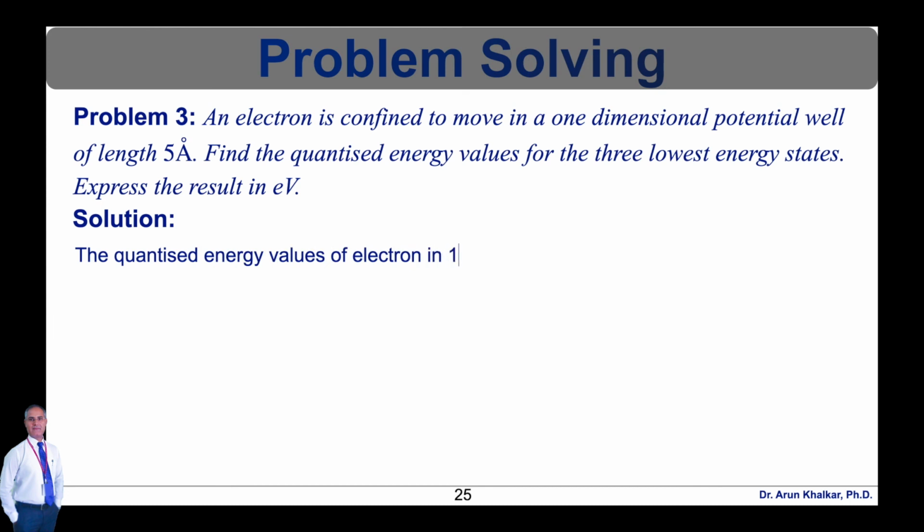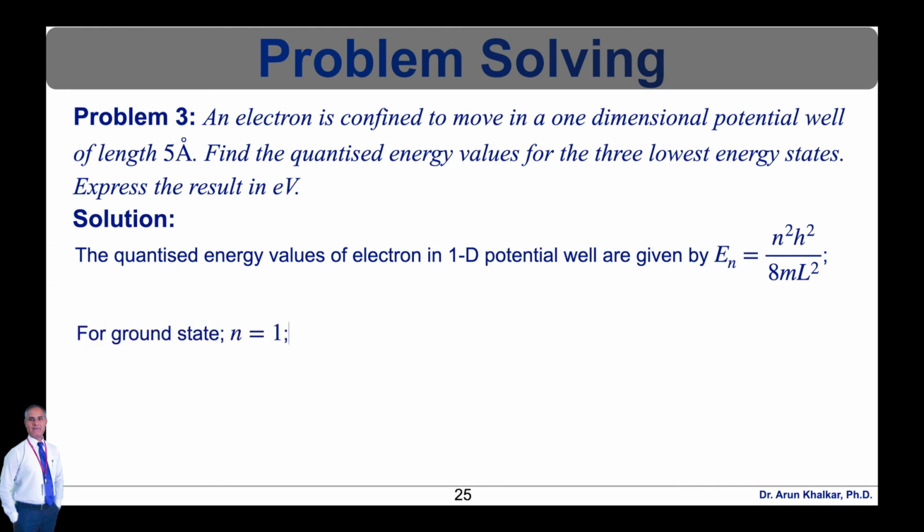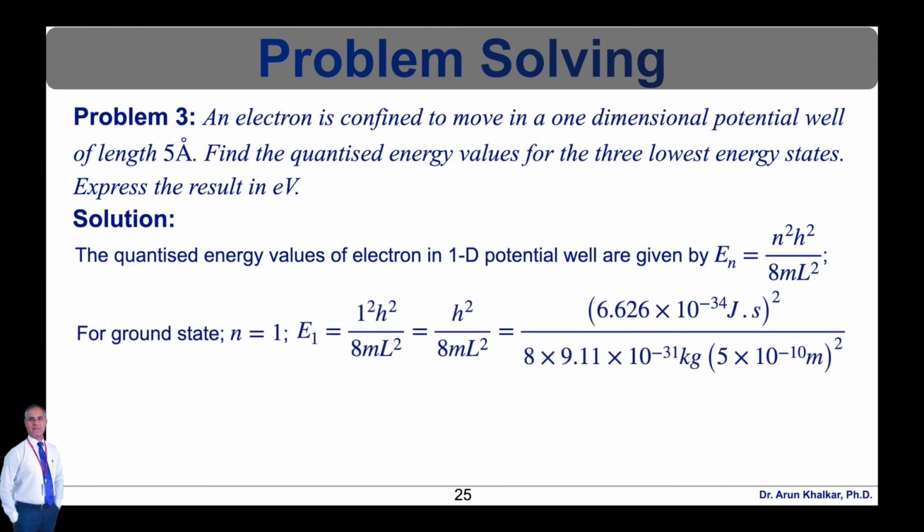The quantized energy values of an electron in a one-dimensional potential well are given by the formula En = n² h² / 8mL². So for the ground state, n is equal to 1. So E1 is equal to 1² h² / 8mL², that is equal to h² / 8mL², as 1 squared is equal to 1.